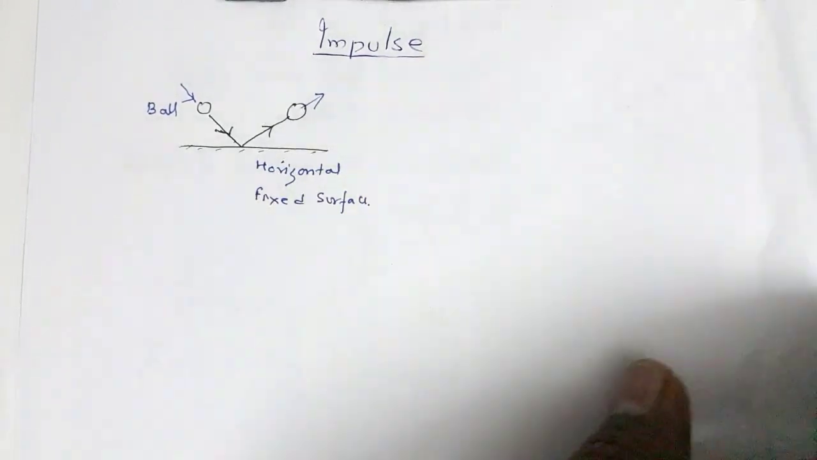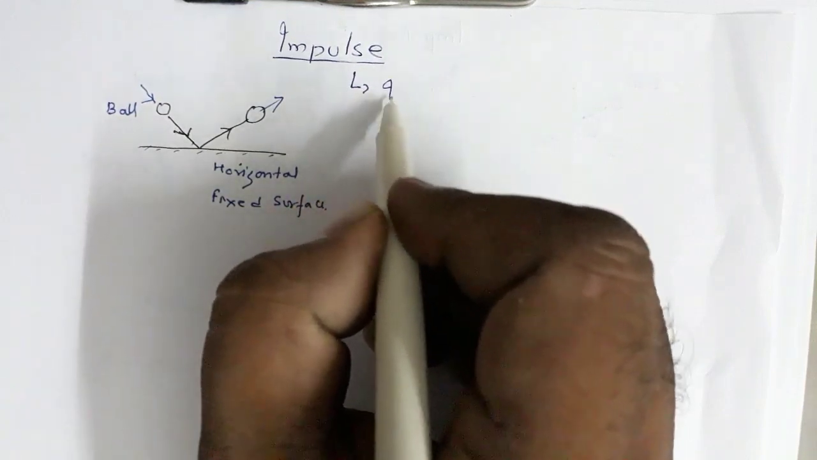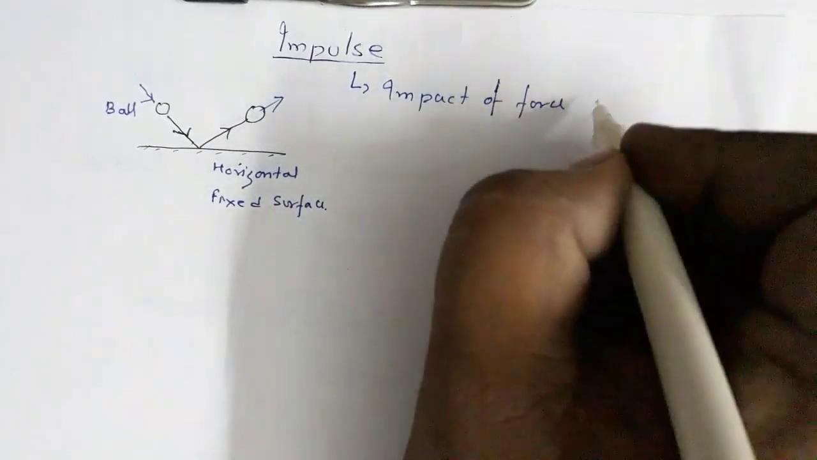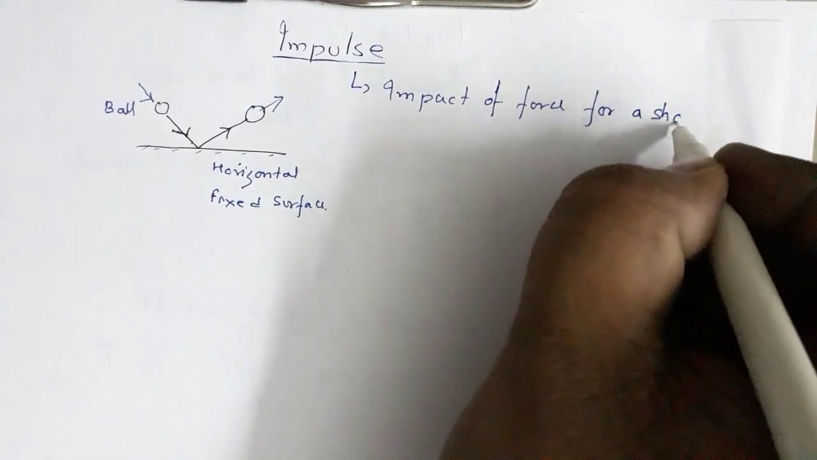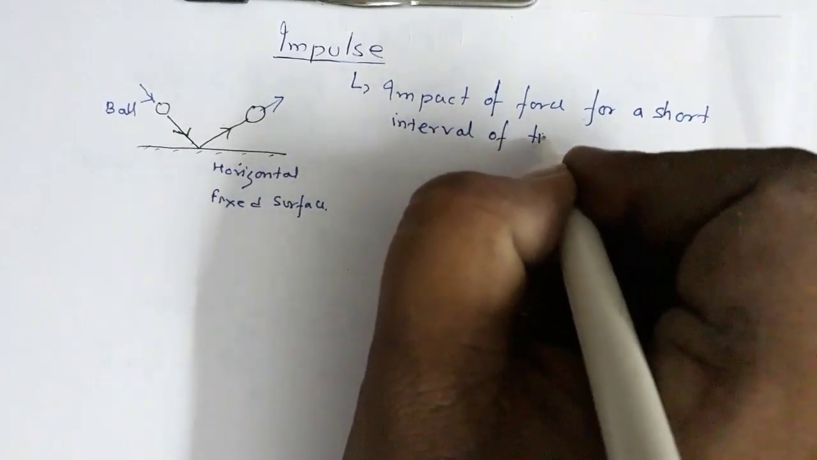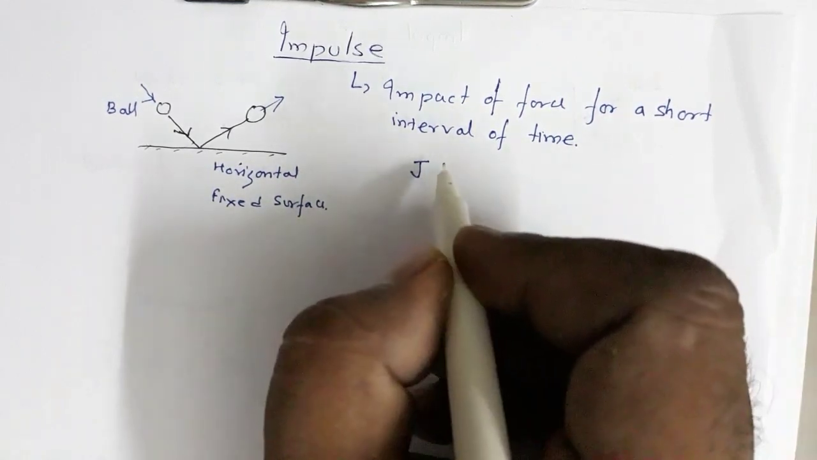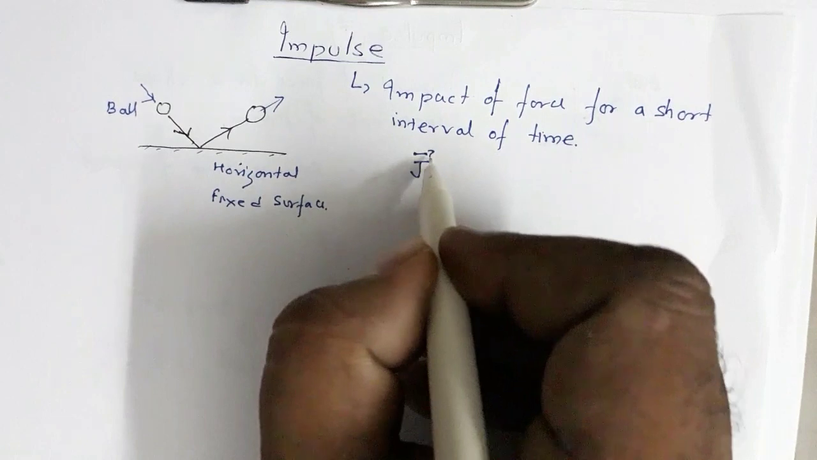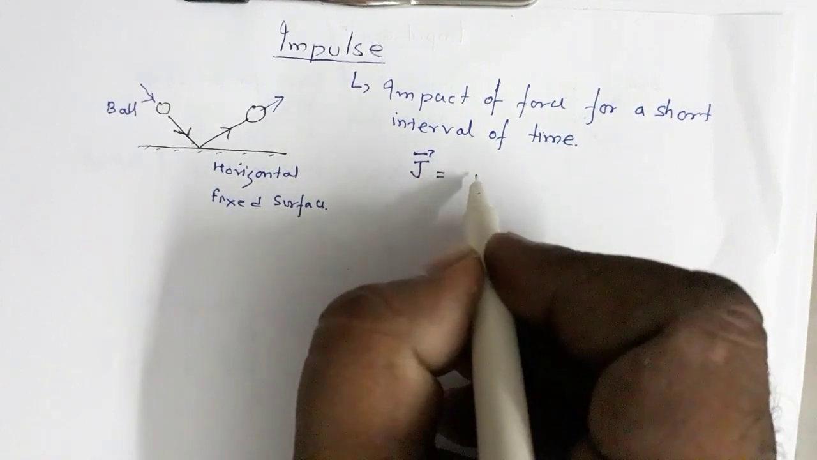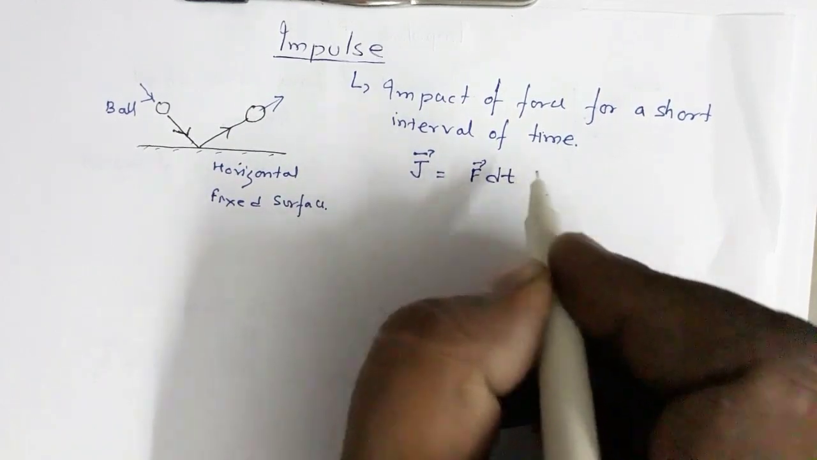Now impulse is basically defined as the impact of force for a short interval of time. It is denoted by the symbol J. In some books it is denoted by the symbol I. So you can denote it by J or I. It is a vector quantity. So vector J is the product of force which is acting for a short interval of time dt.